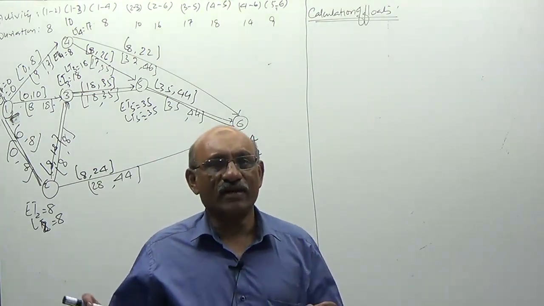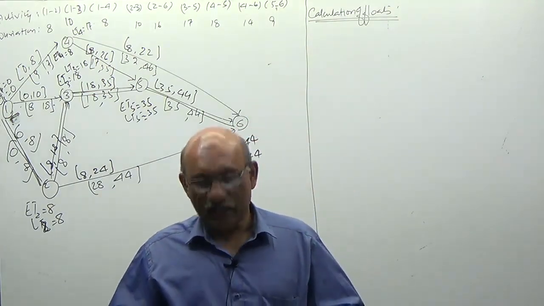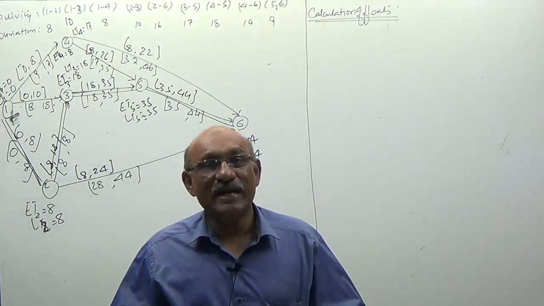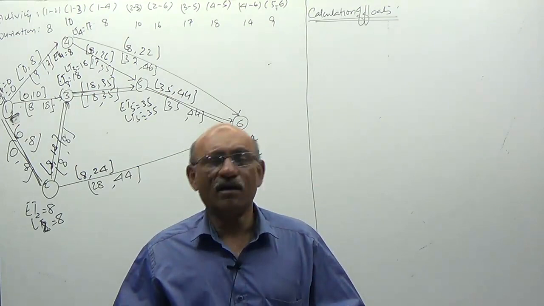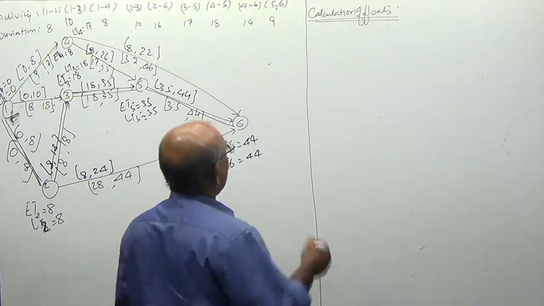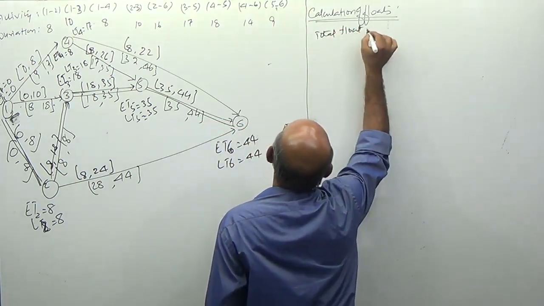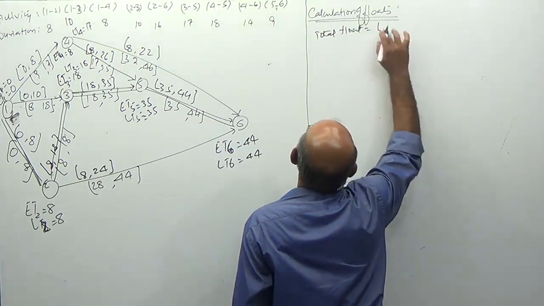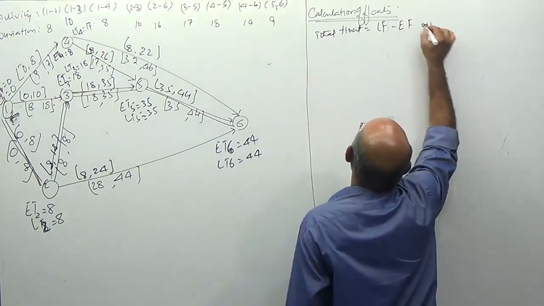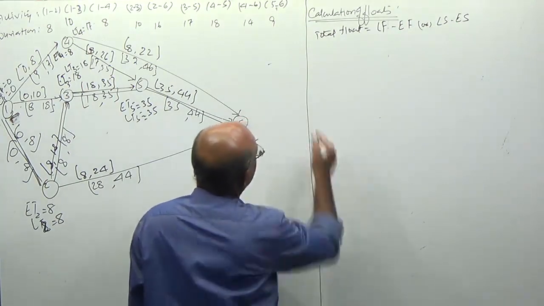Total float of an activity, one more time I am repeating, total float of an activity represents the amount of time by which it can be delayed without delaying the project completion time. Okay, how to calculate the total float? Total float is equal to latest finishing time minus earliest finishing time, or latest starting time minus earliest starting time.